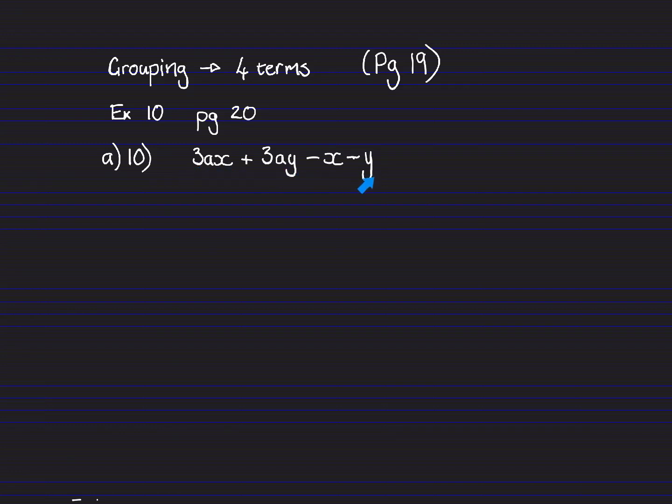So the principle behind taking out a common factor is to find something that's common in each term. In this case, we've got a 3 that's common there and a 3 there, but it's not common there and there. So we can't take 3 out as a common factor the whole way through. We've got an A that's common in the first term and the second term, but not in the other two. We've got an X that's common in the first term and the third term, and a Y common in the second and the fourth. So basically, as it stands, there's nothing we can do except for grouping it.